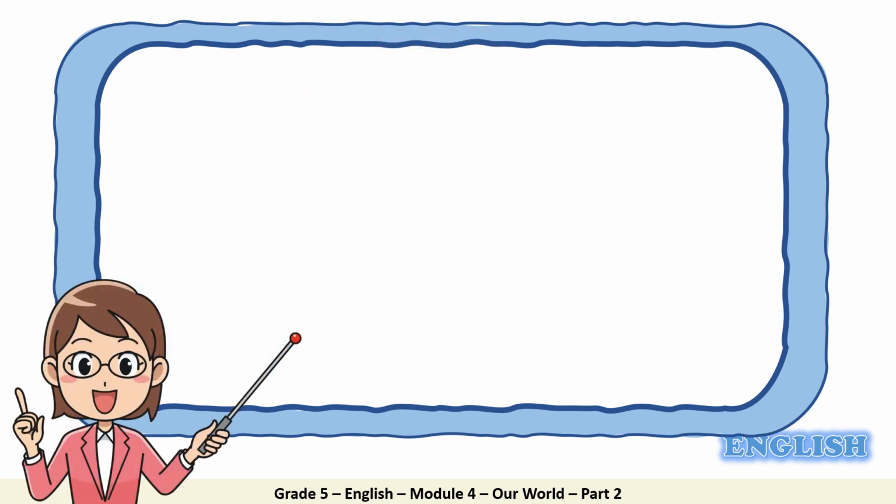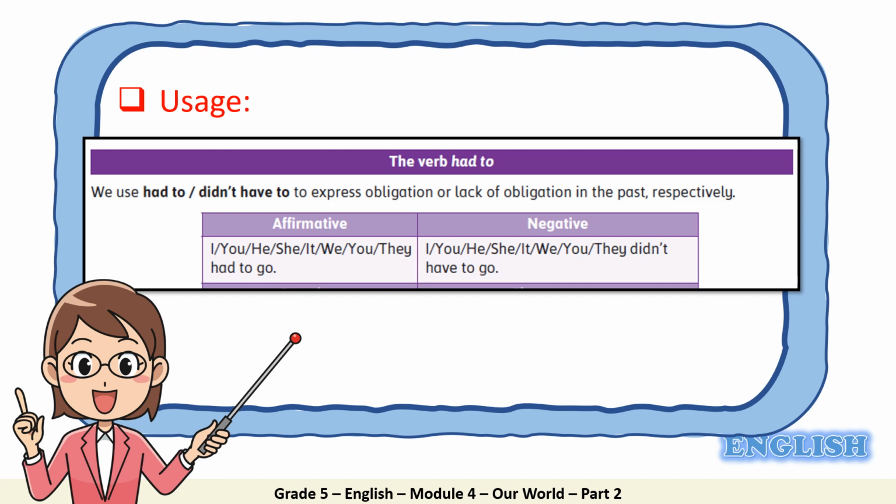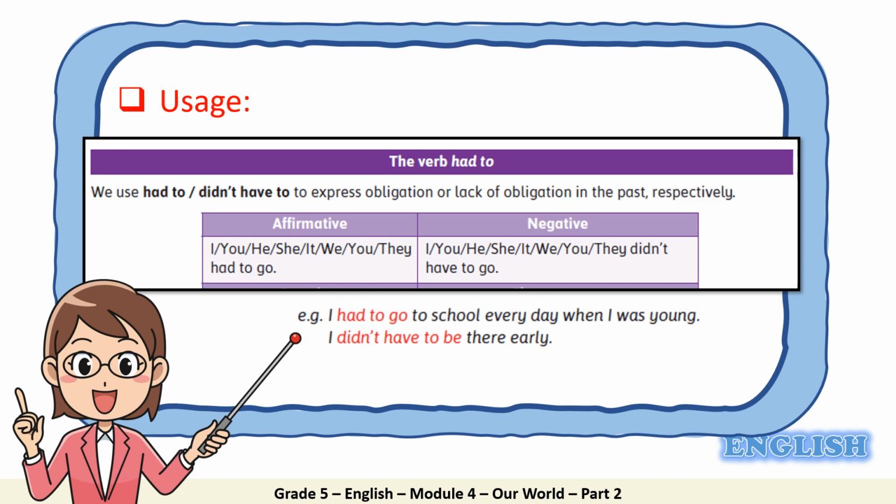Let's start by learning when do we use had to. Well, we use had to and its negative form didn't have to express obligation or lack of obligation in the past. For example, I had to go to school every day when I was young. I didn't have to be there early. If you take a look at the table, you will see that we can use had to or didn't have to with all pronouns.